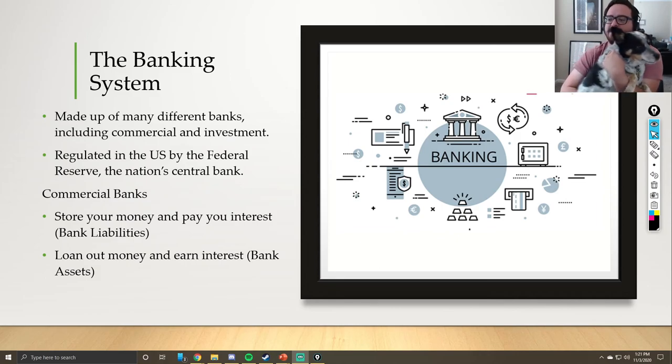All right. So let's talk about it. We have a bunch of different banks. They are regulated in America by what's called the Federal Reserve, which is our central bank. Basically, it's the bank's bank. If banks need a loan, they go to either each other or the Federal Reserve. It is kind of a part of our government, but also not. We'll get into that when we talk about monetary policy and how it kind of is and isn't a part of our government. But we're going to be focusing on commercial banks for today.